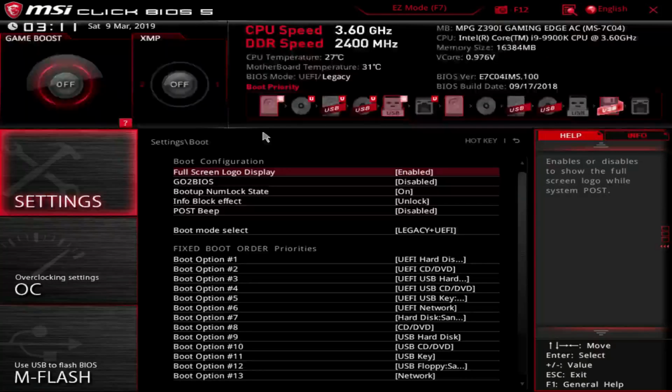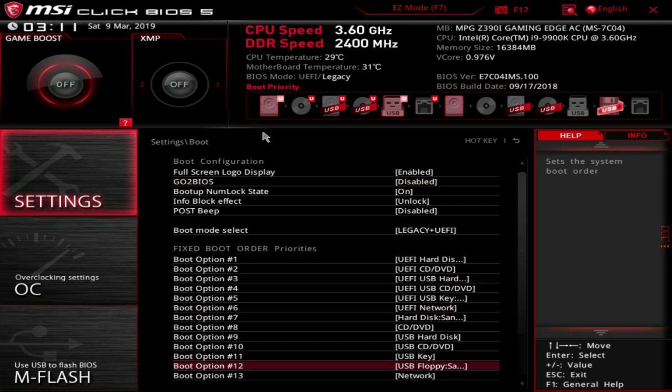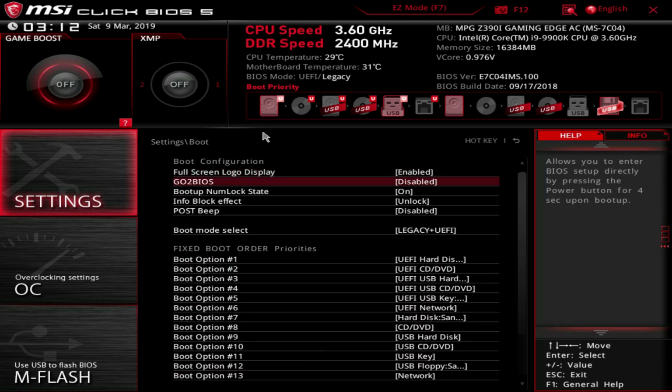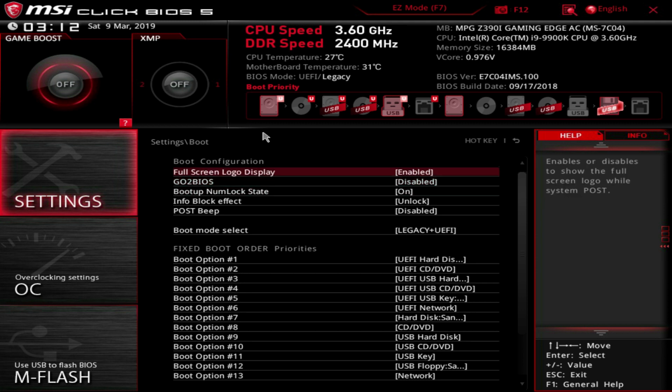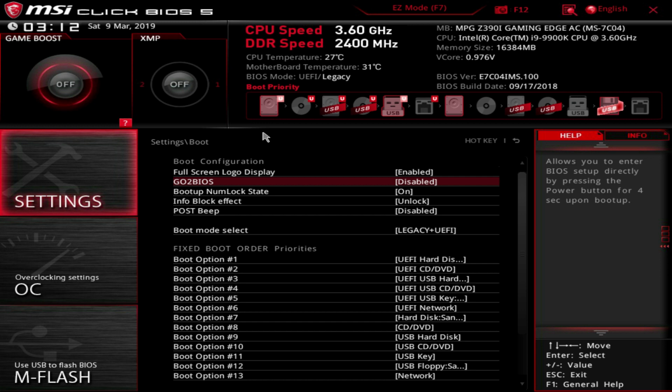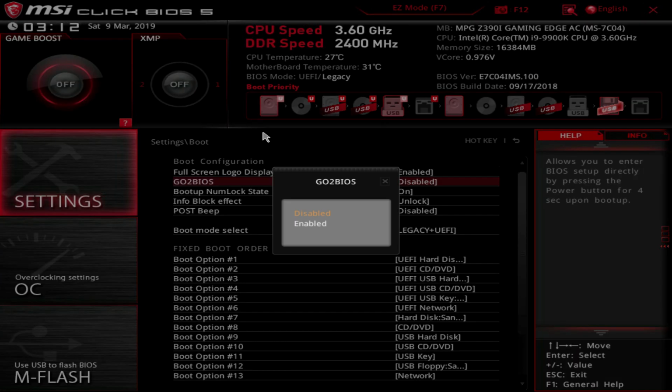Anyway, moving on. Next, we have some boot options. There's a lot of settings here. Wait, does this thing have a speaker? Did I miss it? Oh, well. Yeah, so full screen logo. Go to BIOS. So this allows you to enter the BIOS setup directly by pressing the power button for 4 seconds. Oh, that's actually pretty neat.